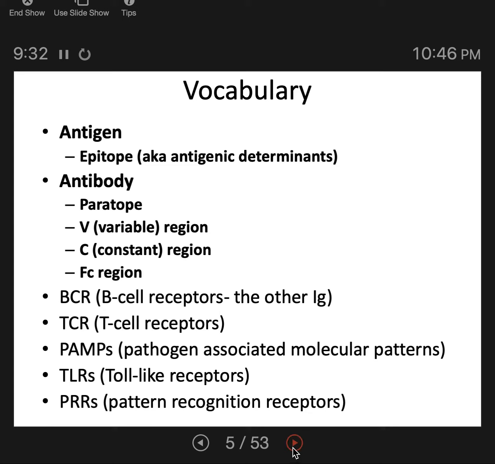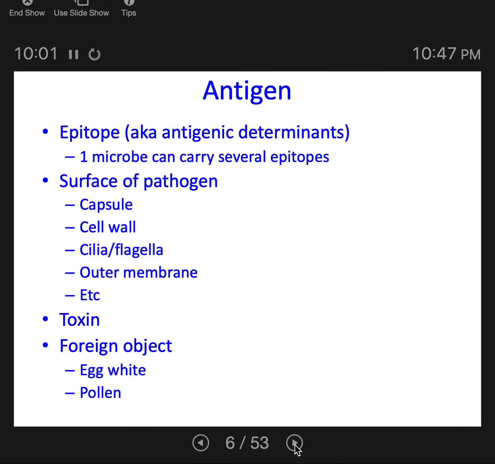So antibodies recognize antigens. And actually the word antigen means antibody generator. So the antigen is the foreign object, and when it's in the body, it stimulates white blood cells to generate antibodies to fight the antigen. Okay. So antibodies will recognize antigens. And these different things here, the paratope, the variable region, constant region, VC region, these are all anatomical features of an antibody. So let's go into these in future slides.